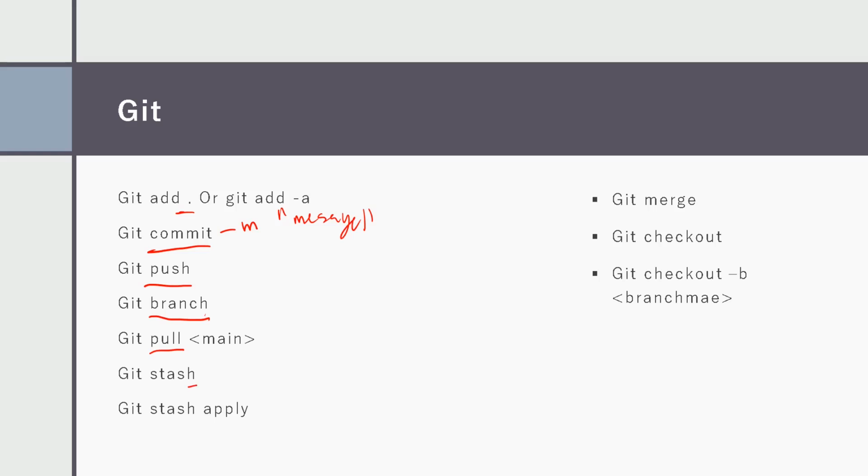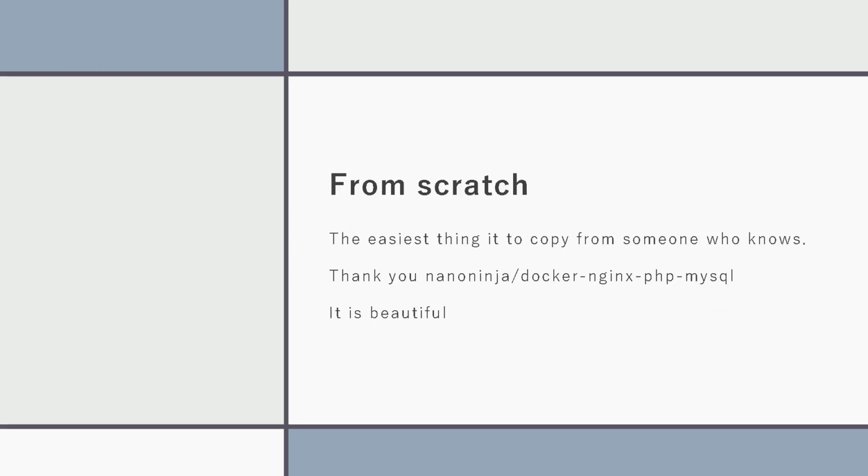And then git stash is a way to save your local changes that you have made. And git stash apply is to put them back once you've pulled it back down. Git merge is still a mystery to me. I'm not sure exactly what it does. Git checkout allows you to change branches, and git checkout -b and then a branch name allows you to create a new branch.